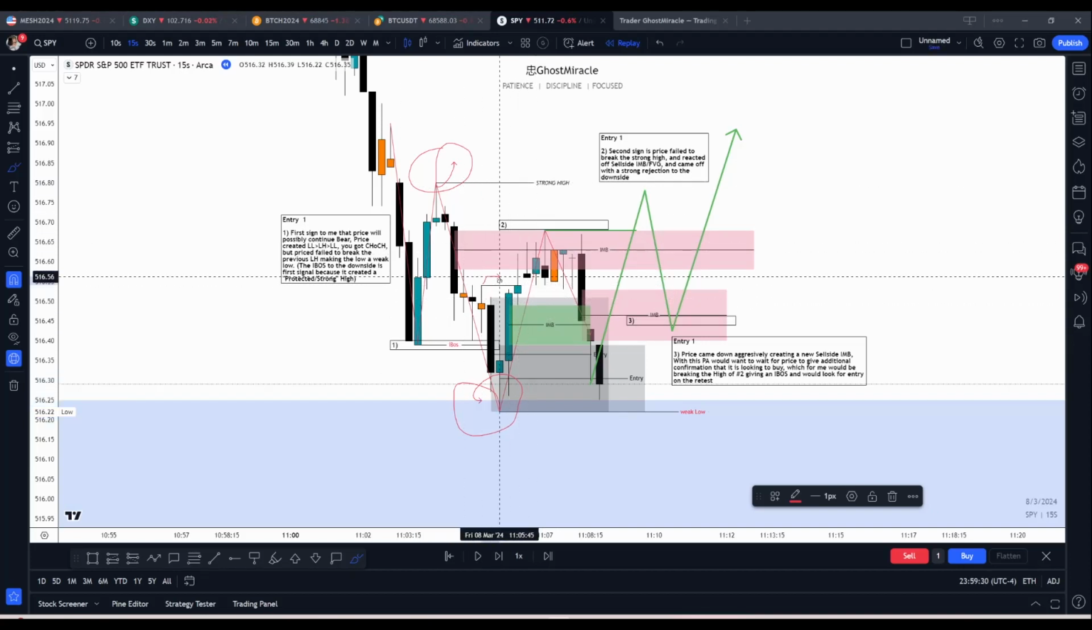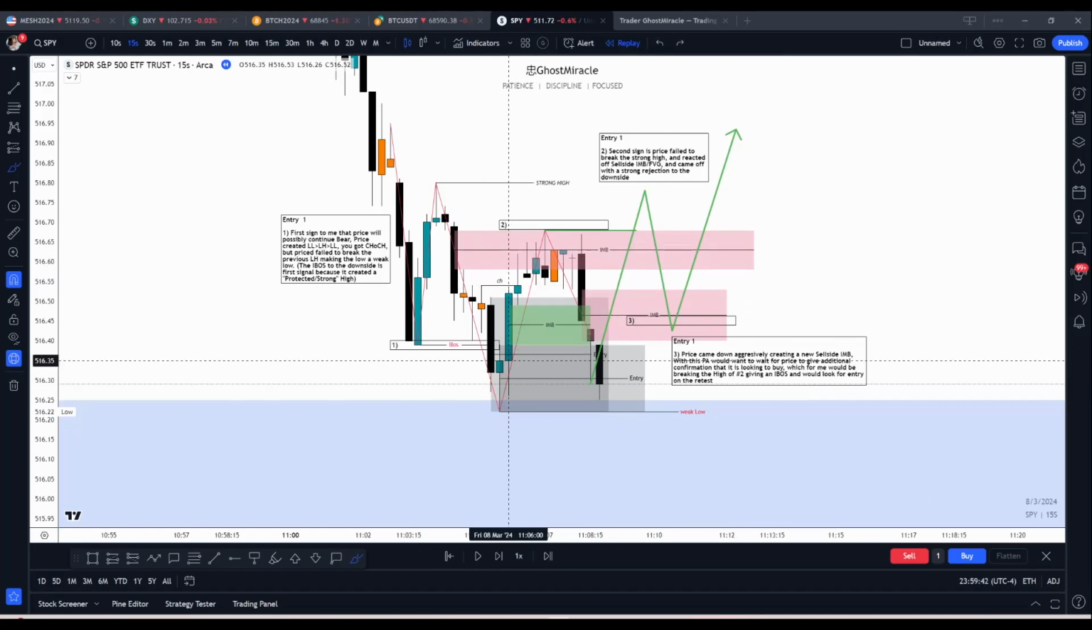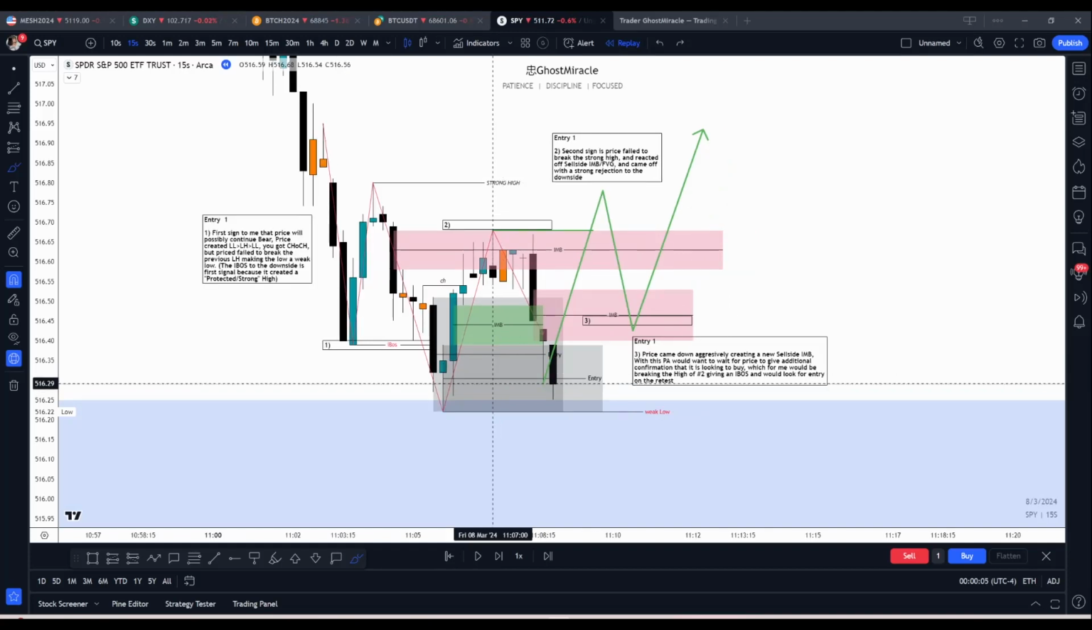In this scenario, you did get the change of character right here. However, price failed to break this high. So technically this low is weak. So you're tempted to buy at the weak low, which 9 times out of 10 should fail, because what we're targeting is the weak highs or weak lows for a majority of the time. It's a good target because you would expect that to fail or price to go through.